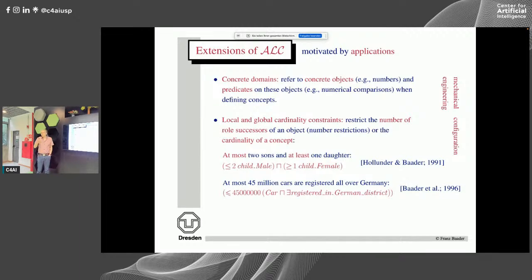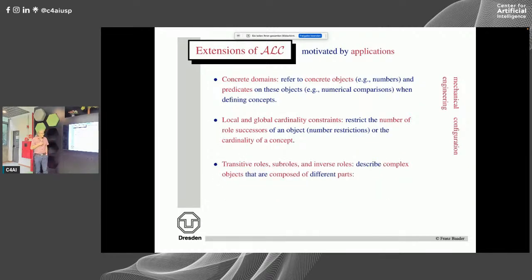motivated by a configuration application we had. And my student, Stefan Tobis, was the one that found the exact complexity of this language, because we had an upper bound, but it was not so clear whether that was a tight upper bound, and actually it was not. Tobis could lower it.